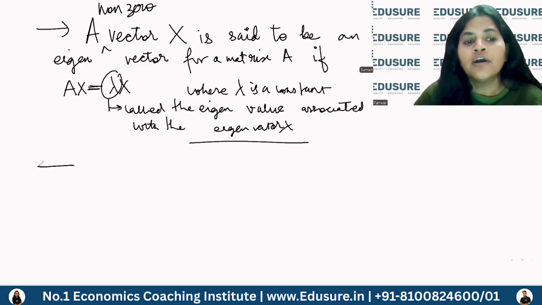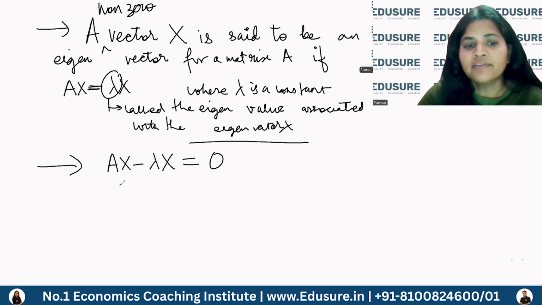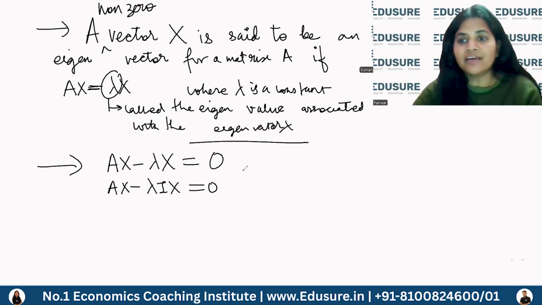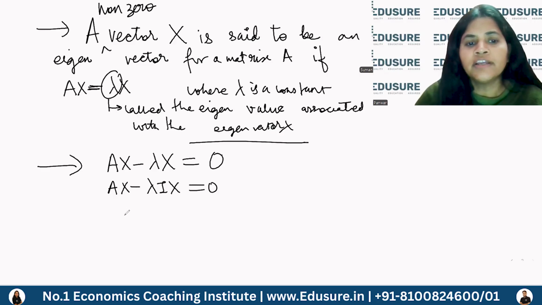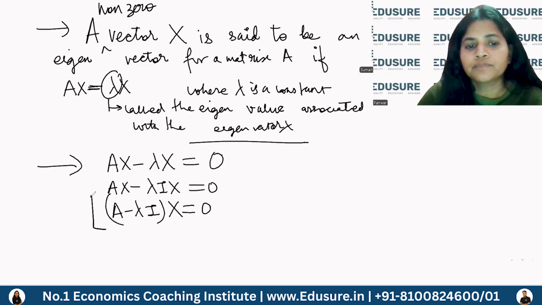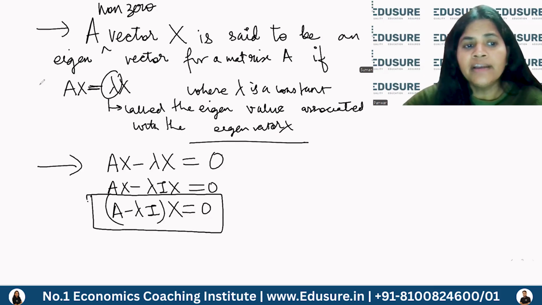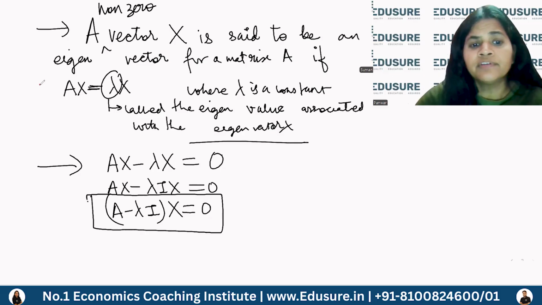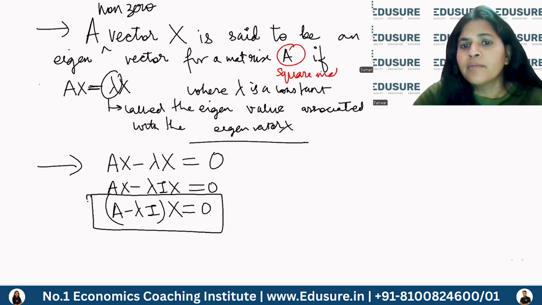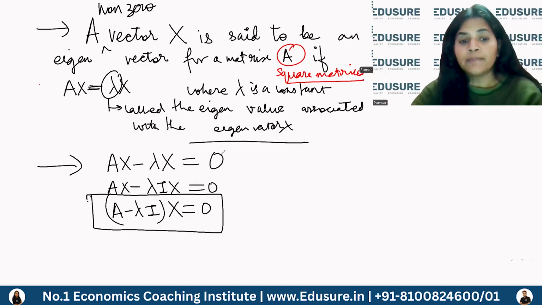Now I can write this as Ax minus lambda x is equal to the zero matrix. I can write it as Ax minus lambda Ix is equal to 0, because if I multiply the identity matrix with any other matrix, we get the same matrix. So it is going to be (A minus lambda I)x is equal to 0. This is my equation. Mind that we are doing everything with respect to square matrices here, because now I'm going to come to the concept of determinant.